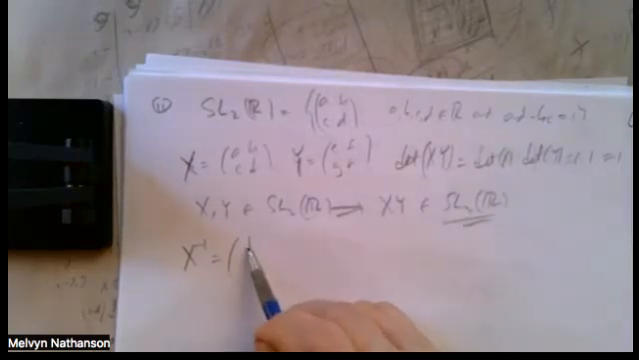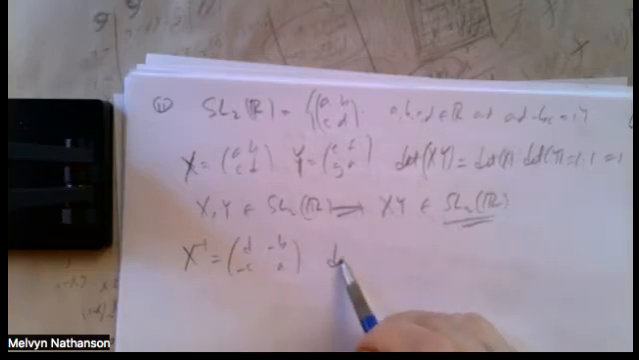The inverse of X, where X has determinant 1, is (D, minus B, minus C, A). And the determinant of X inverse is D times A minus B times minus C. DA is AD, minus times minus is plus, minus, so this is also 1. So if X is in SL2R, then X inverse is in SL2R.